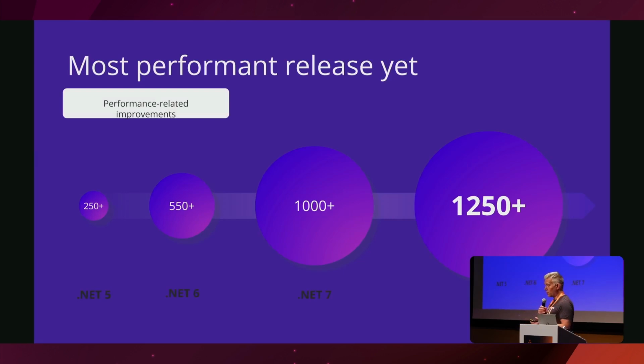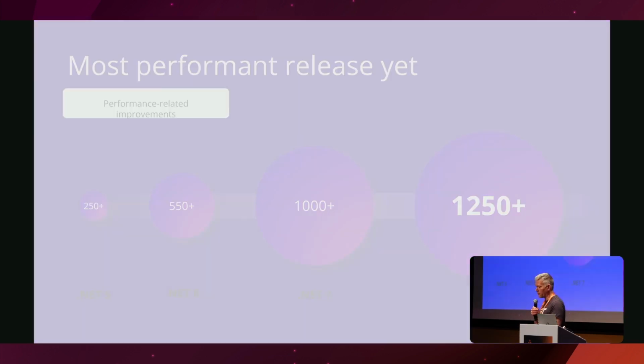Okay, so this is just like 4 or 5 slides about what we've been working on. So we're super big into performance. So you can see each release we've put even more effort into performance. So we have apparently 1,250 improvements related to performance in this release, and all of our releases are 1 year. Like that's how long we work on them.